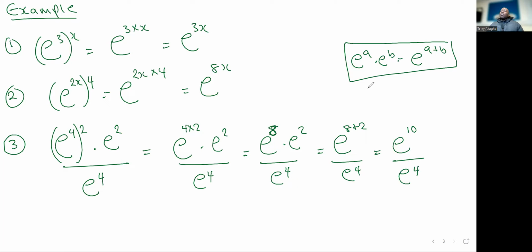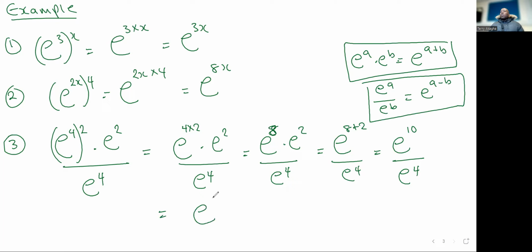Then I also told you exponential a divided by exponential b is equal to exponential a minus b. That was the second one, the division law. So you're going to subtract: exponential 10 minus 4 gives exponential 6, and that's the answer. So when you have a power raised to a power, you just multiply the powers themselves. This is the fifth law.